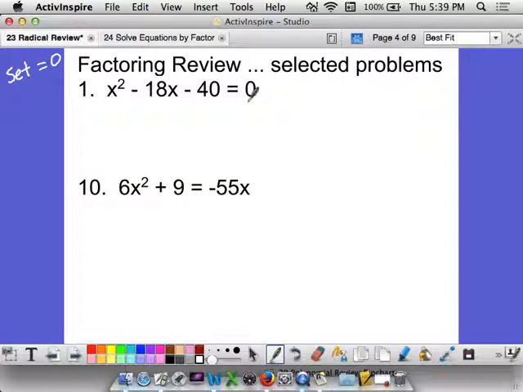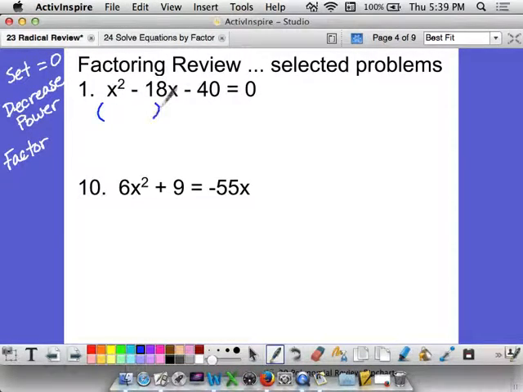Then once it's set equal to 0, you want to be sure that it is in decreasing power. So I have x to the 2, x to the 1, and then I have the constant. Once you do that, it's in decreasing power. I have all my terms there. Then I'm going to factor. Now, because this has a coefficient of 1, I'm just going to go ahead and straight factor.